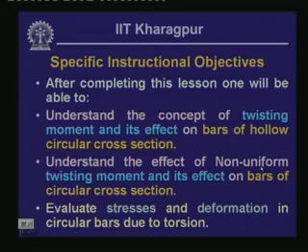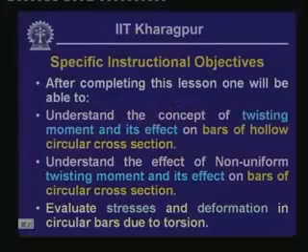Once someone goes through this lesson, they should be able to understand the concept of twisting moment and its effect on bars of hollow circular cross section, and understand the effect of non-uniform twisting moment on bars of circular cross section. As we did last time, the twisting moment applied was uniform in nature. The bar was fixed at one end and the twisting moment was applied on the other end, and the bar was uniform. Also, the torsion applied over the bar was uniform.